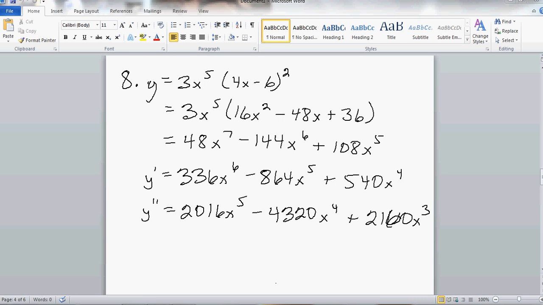And so I spent a little bit of time at the beginning trying to make it a little bit easier to take the derivatives. So the same rule applies. If you can get it to be a little bit simpler, do so. It's going to make your life a whole lot easier.